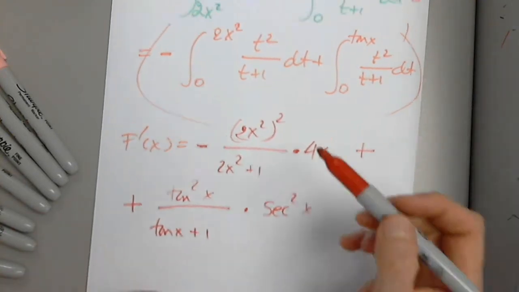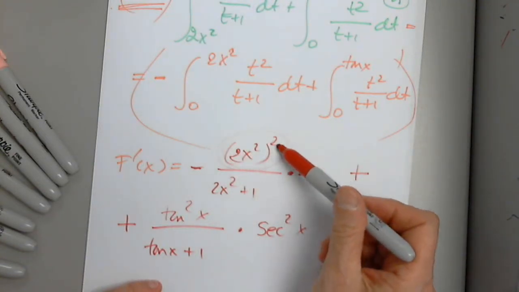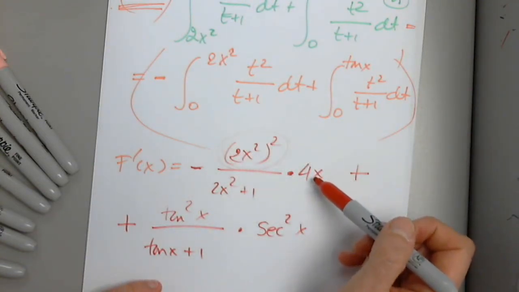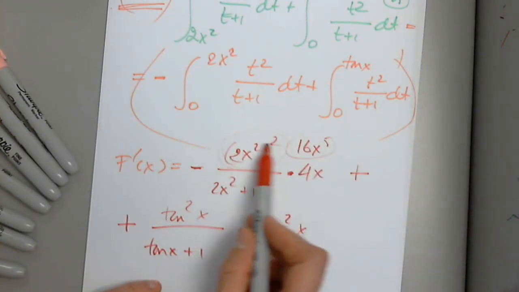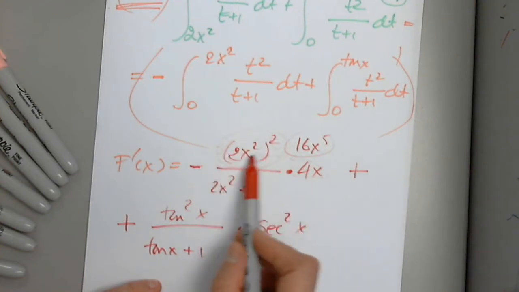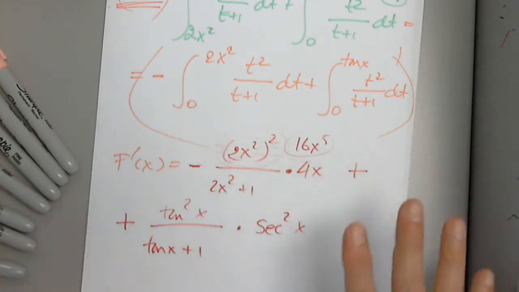Yes, if you want to replace this by 4x to the 4th times 4x, it would be 16x to the 5th, because 4x to the 4th times 4 is 16, and x to the 4th times x is x to the 5th. Other than that, you don't have to do anything else.